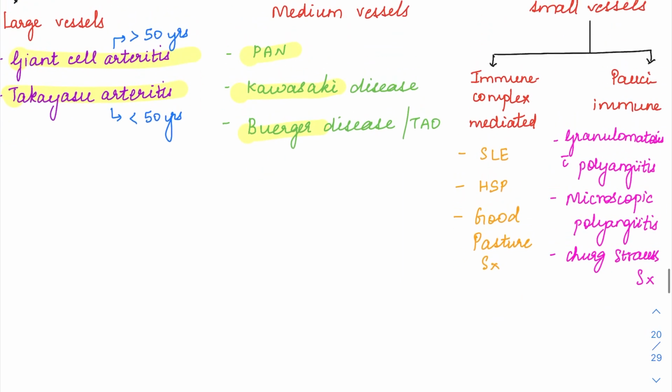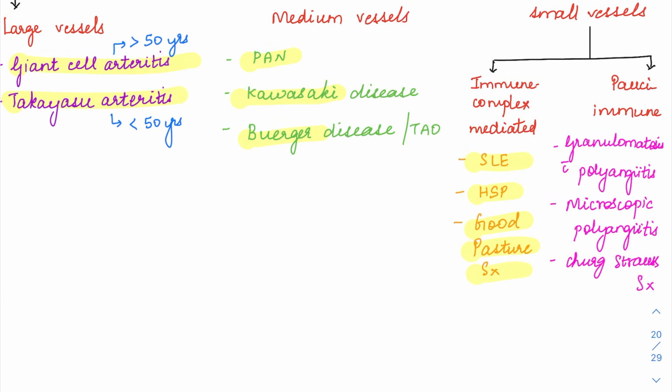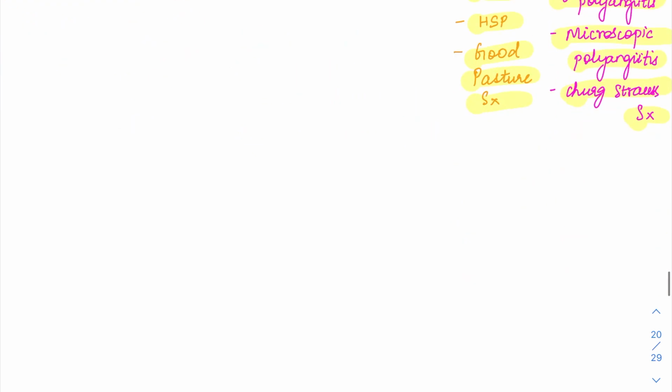Under immune complex mediated, we have SLE, Henoch-Schönlein purpura and Goodpasture syndrome. And under small vessel post-immune vasculitis, we have Wegener's disease or granulomatosis with polyangiitis, microscopic polyangiitis, and Churg-Strauss syndrome or eosinophilic granulomatosis with polyangiitis. So we'll be seeing them one by one.